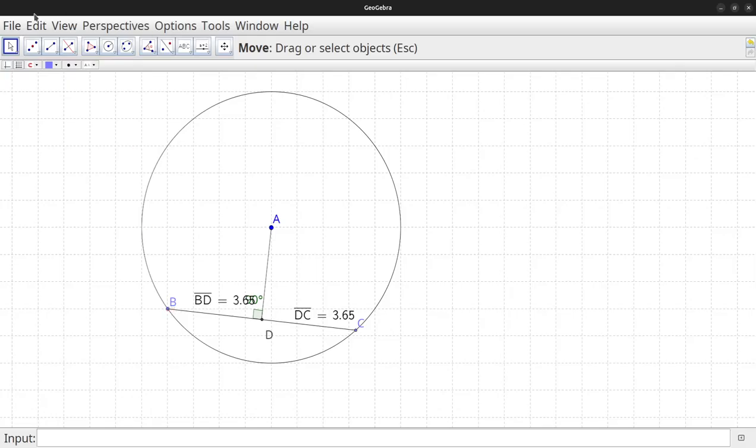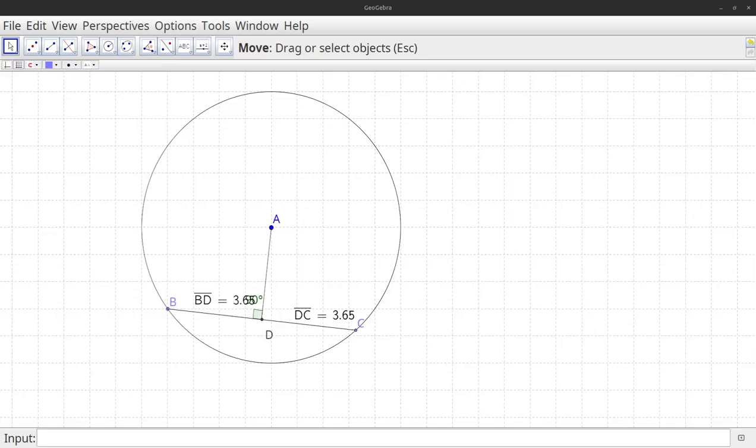Now let's try to state this property then. The property is: the line from the center of a cycle to the midpoint of a chord is perpendicular to the chord. And this works on any chord in the cycle except for the diameter, because the diameter is already at the center, so there can't be a line from the center to the center. It won't make sense.